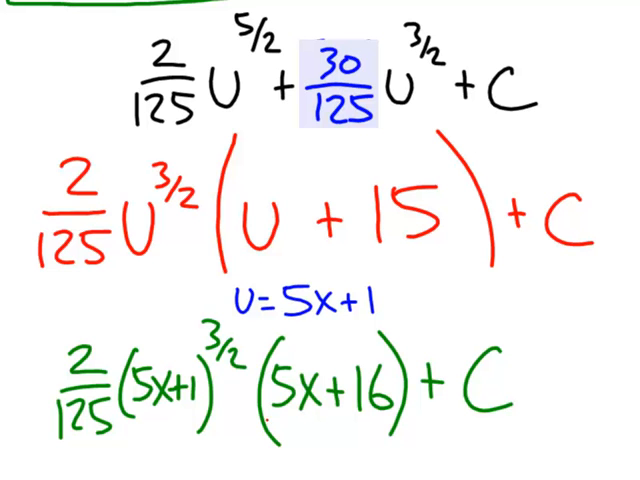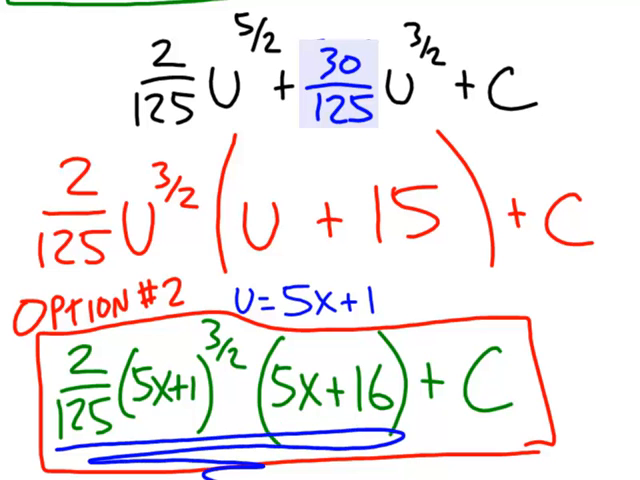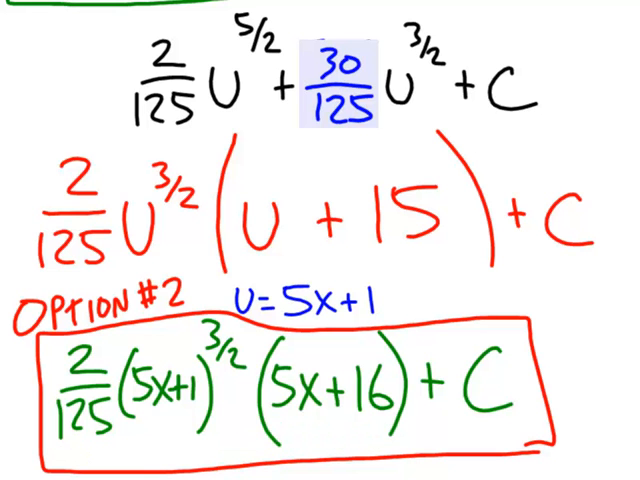Now if it turned out that this coefficient here and this constant here had a common factor, I would then take that common factor and join it with the 2 over 125. In this case, obviously 5 and 16 don't have any common factors, but keep that in mind for other problems. That would be our final answer, which I'll call option number 2. And notice that now that is all one term, one big ugly term there.